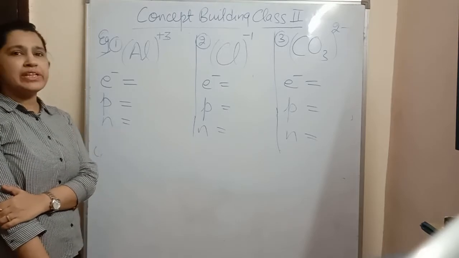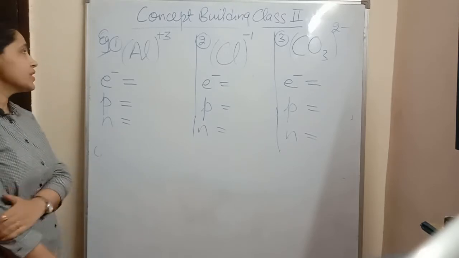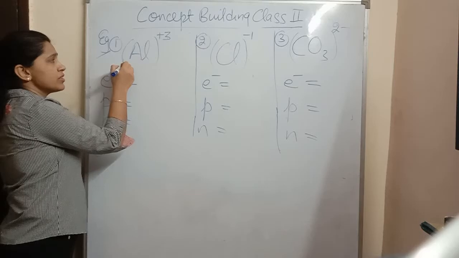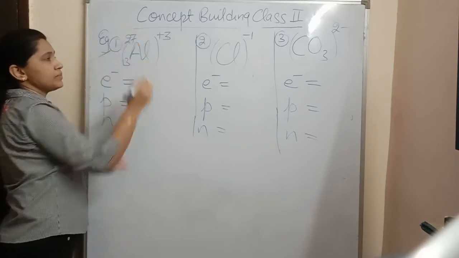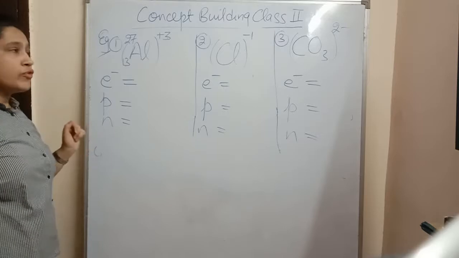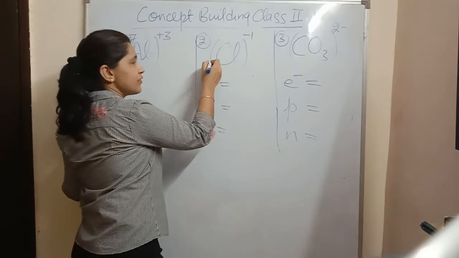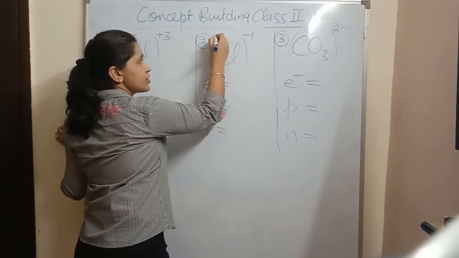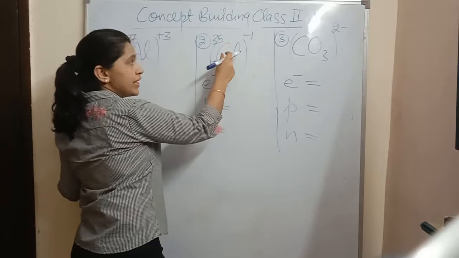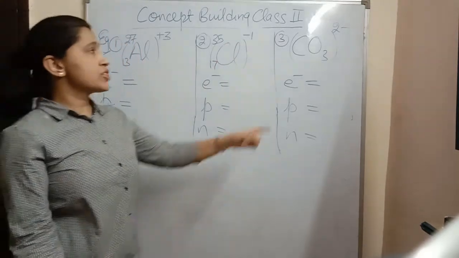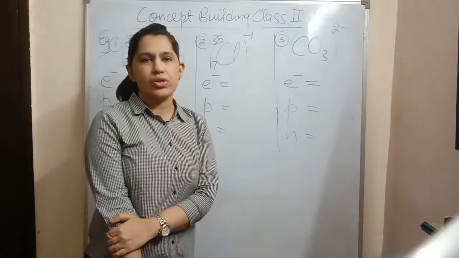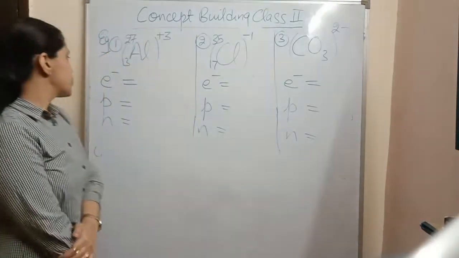Any idea about aluminium? Yes, you are correct. What is the atomic number? You must be knowing it. It is 13. The mass number is 27. Chlorine, a few minutes back we did. It is 17, 35. And now here we have given the chloride ion. And it is carbonate. It is made up of carbon and oxygen. Right?